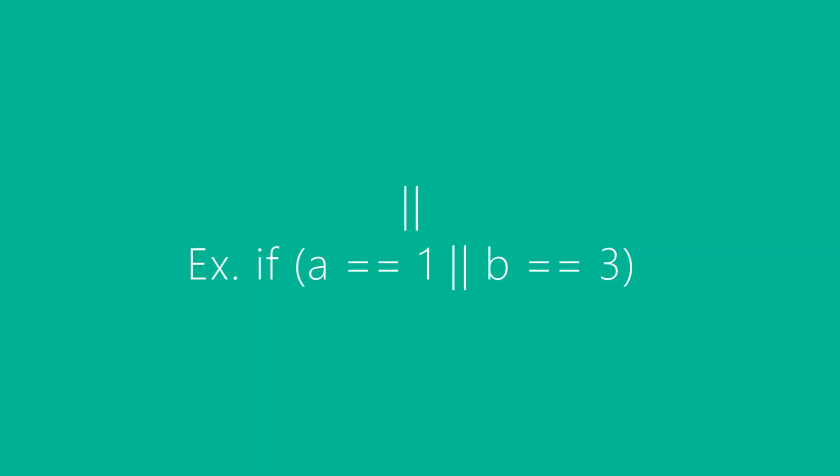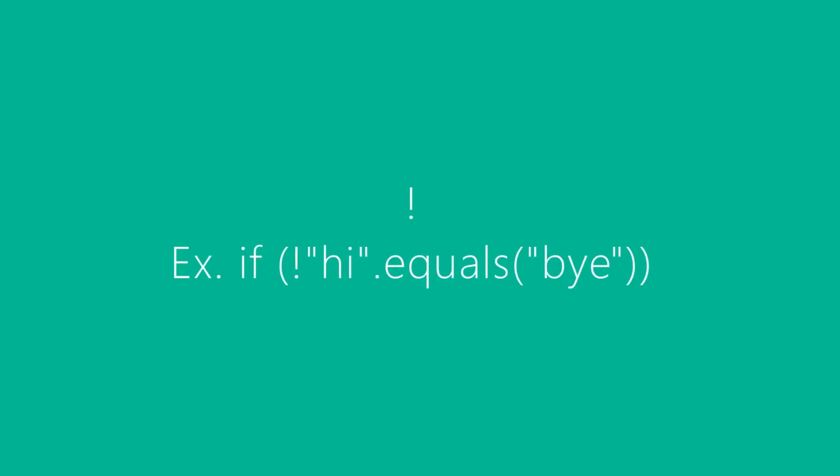The logical OR symbol looks like this. And it basically means that between 2 or more conditions, at least one has to be true in order to execute the code within the statement. And lastly, the logical NOT symbol looks like this. And this simply means that if the condition is not true, execute the code within the statement.